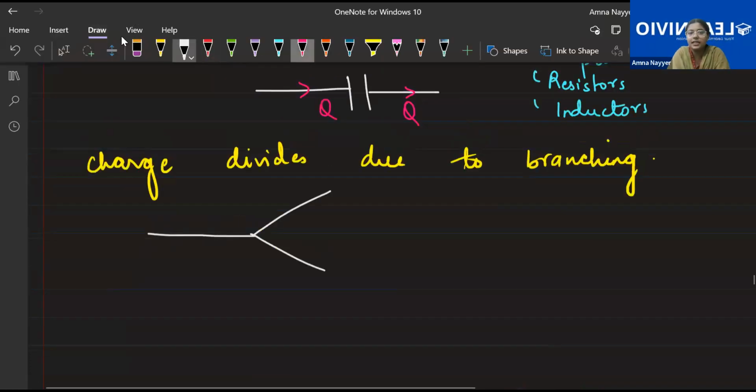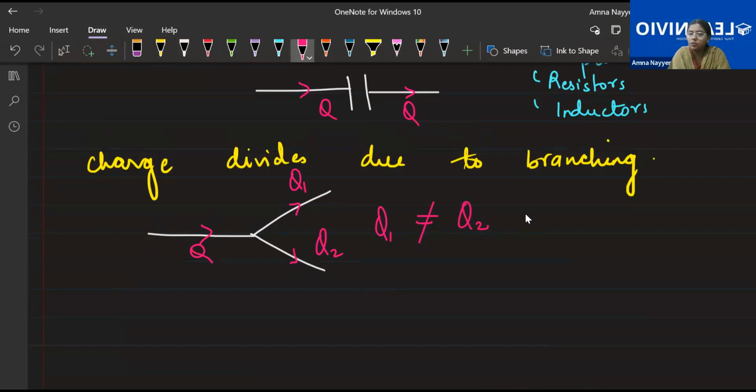So here in this case, let's say Q charge was coming. Here it will be Q1, here it will be Q2. And it's not necessary that Q1 and Q2 are always equal. They can be unequal also. Q1 can be equal to Q2 also. This depends on whether equal division is being done or not.